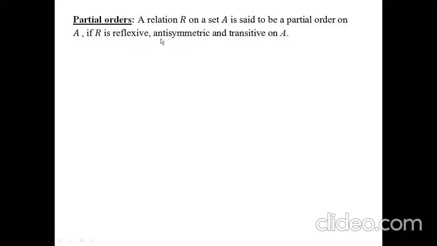When do we say R is antisymmetric? If any ordered pair (a, b) belongs to R and a is not equal to b, then (b, a) should not belong to R. Then we say such a relation R is antisymmetric. Thirdly, when do we say any relation R is transitive? When (a, b) belongs to the relation R and (b, c) belongs to relation R, then (a, c) should belong to the relation R. Then we say it is transitive on the set A.